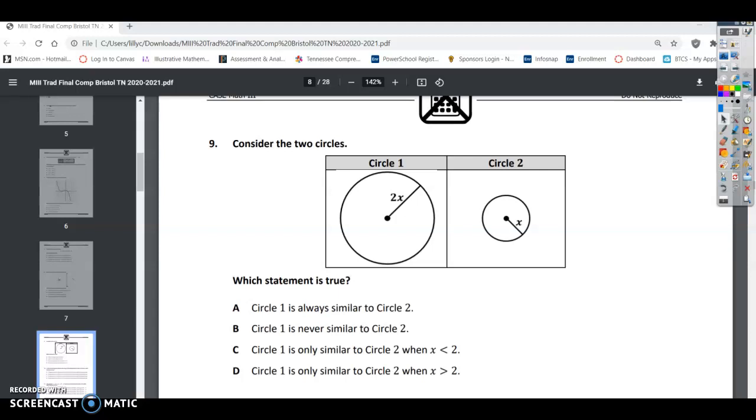Math 3, your final benchmark. This is question 9. Consider the two circles. Which statement is true? Circle 1 is always similar to circle 2.